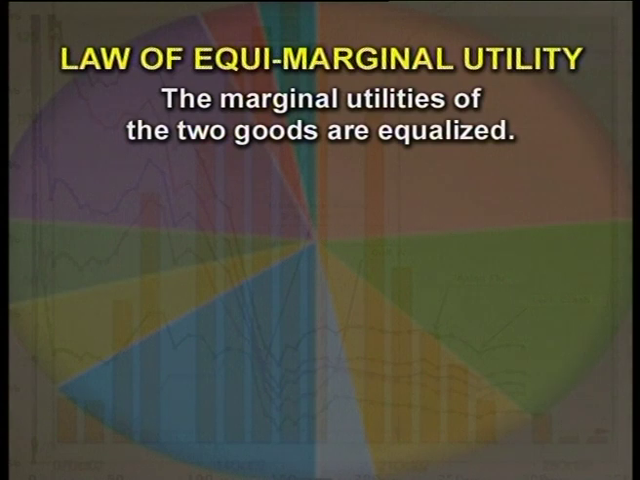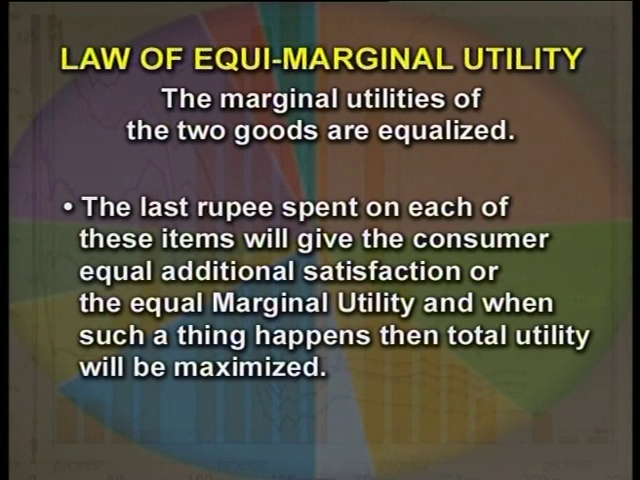So what does this mean? This means that the last rupee spent on each of those items will give the consumer equal additional satisfaction or equal marginal utility. And when such a thing happens, then total utility will be maximized. Now, this can be explained with the help of a table.